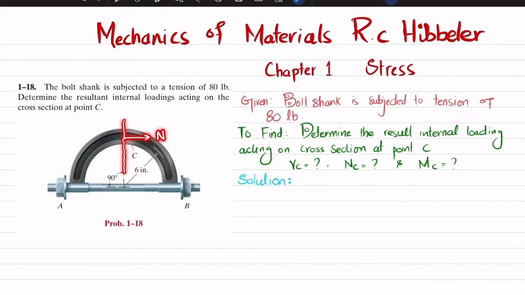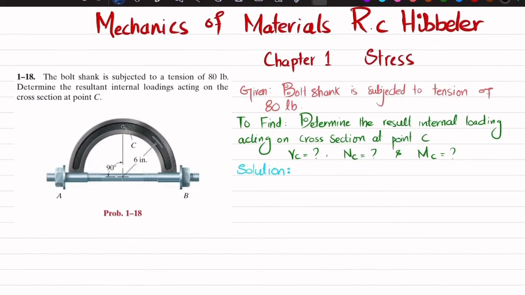So this will be normal force, there will be a shear force VC, and we have moments. All these are internal loading. So let's start with the solution. So first step is that if you cut this at point C and draw the free body diagram. So first I will draw the free body diagram. It will be like this.